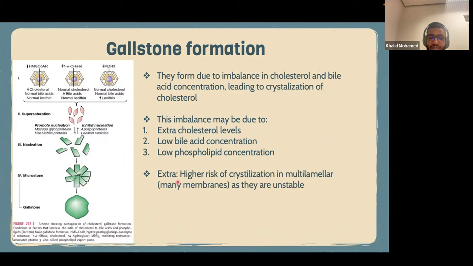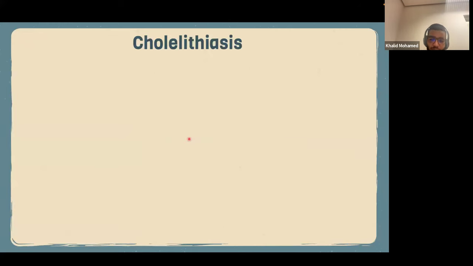Now, this is just an extra piece of information. I very much doubt they'll ask you about this, but some micelles have many layers, and some micelles have one layer of bile salts and phospholipids. Okay, the many-layered ones we call multilaminar. That just means it has many layers above each other of phospholipids and bile acids, covering the cholesterol. Now these are unstable, and therefore, if we have a higher level of them, there will be a higher risk of crystallization or gallstones. But this is not important, honestly. I just put it for the sake of completion.